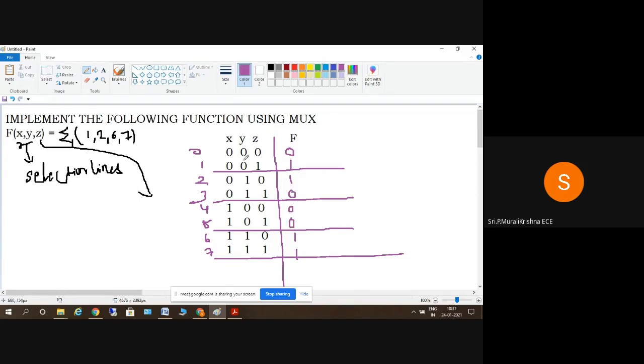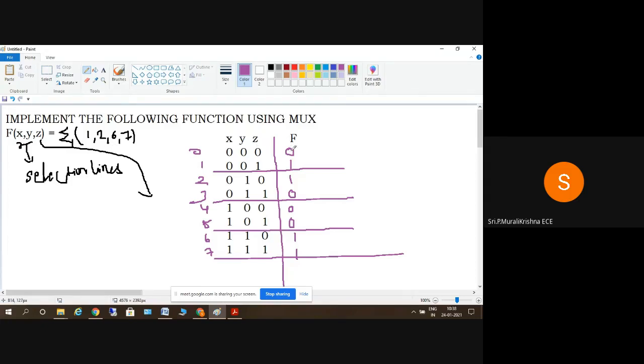So this is the second step. First of all, identify the selection lines. Our selection lines are x, y, so 2 selection lines. Divide the truth table into similar selection line groups. These are the similar selection line groups. Write the outputs which are equal to 1, and the remaining outputs are equal to zeros here.